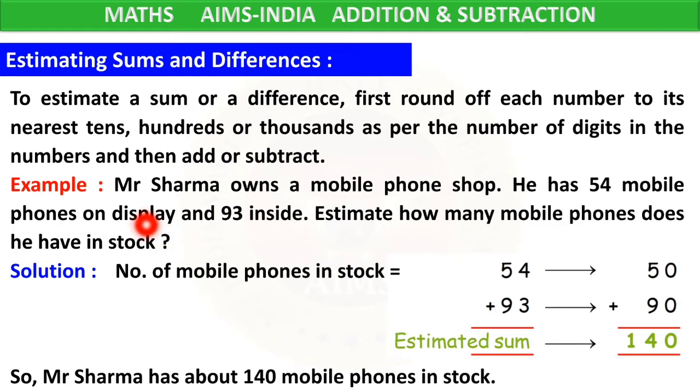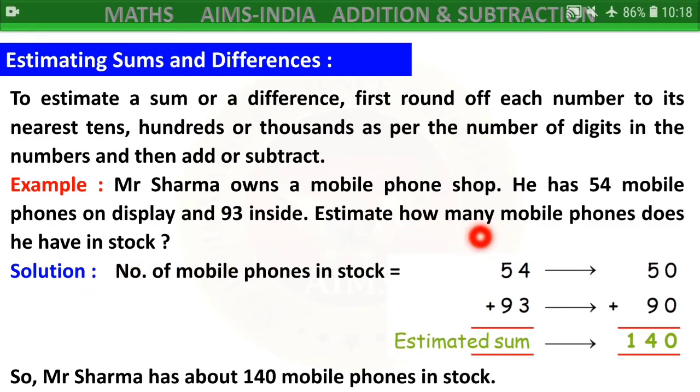Let us look at an example. Mr. Sharma owns a mobile shop. He has 54 mobile phones on display and 93 inside. Estimate how many phones he has in stock.